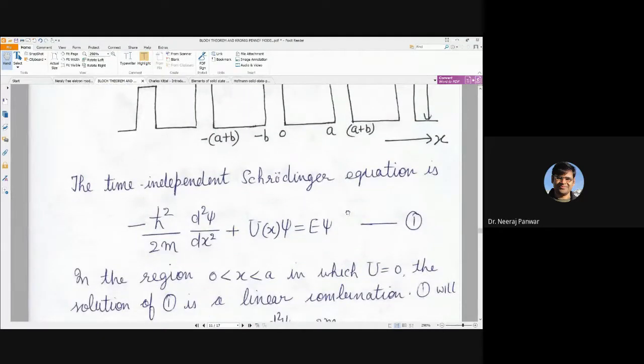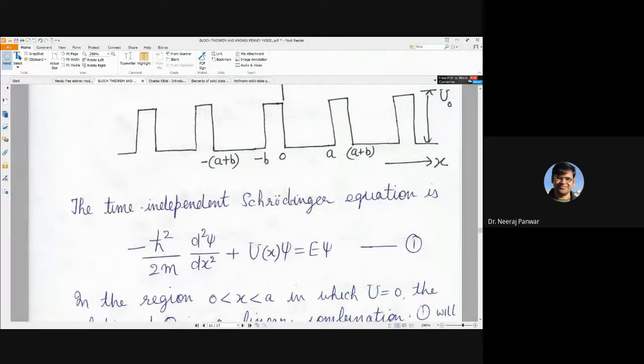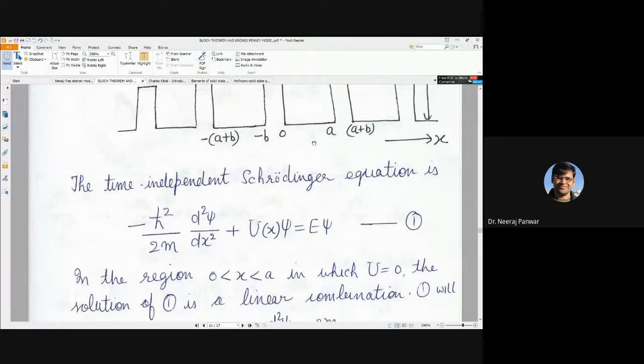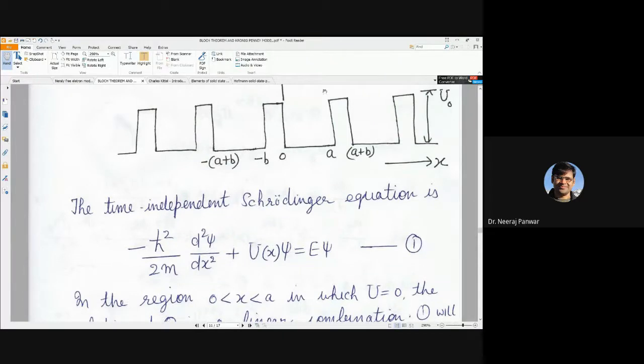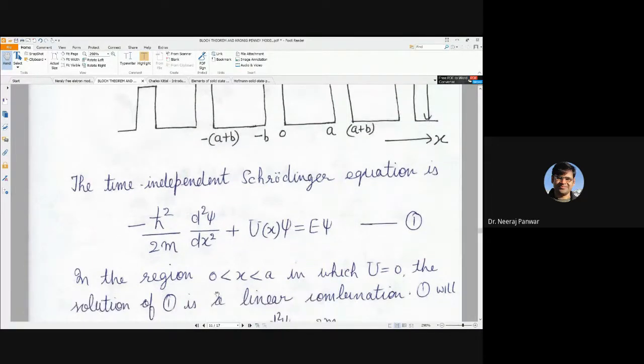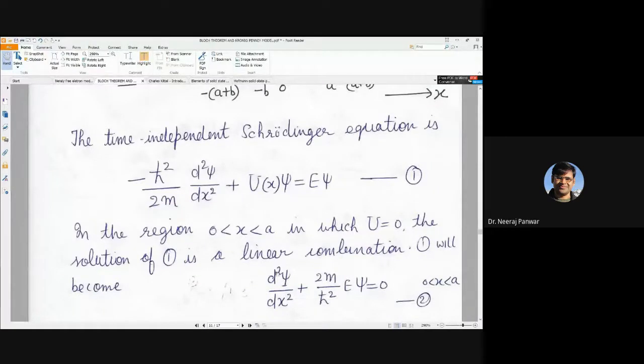For this we apply the time independent Schrodinger equation, minus ħ square by 2m d square ψ upon dx square plus U(x) ψ is equal to E ψ, and we solve it for different regions. One is between 0 and a, inside the potential well, where the potential U is equal to 0, and therefore this equation would be d square ψ over dx square plus 2m upon ħ square E ψ is equal to 0.